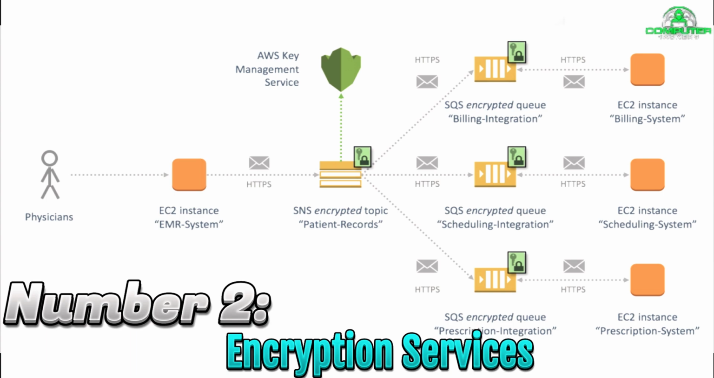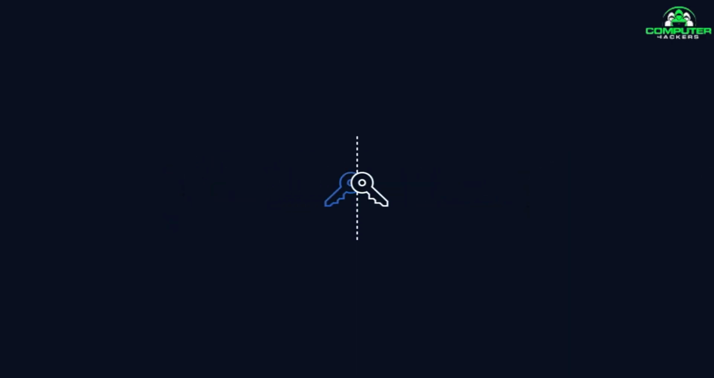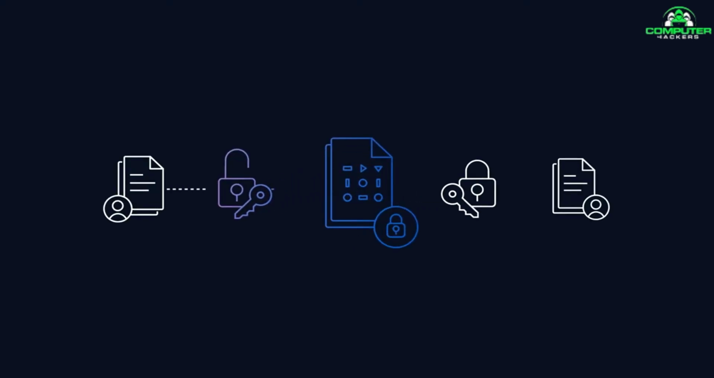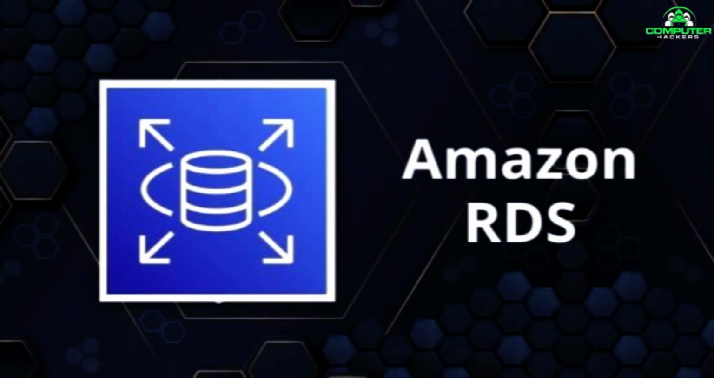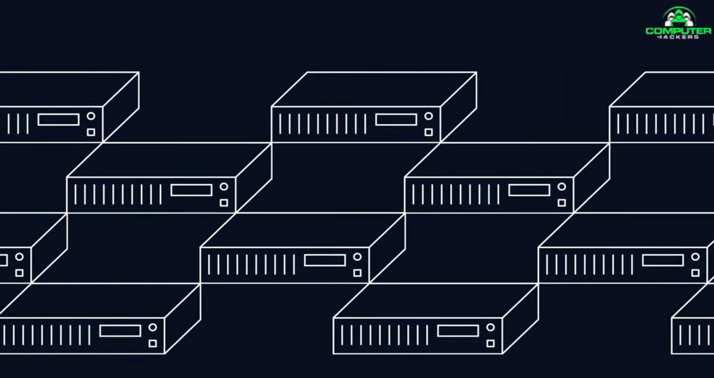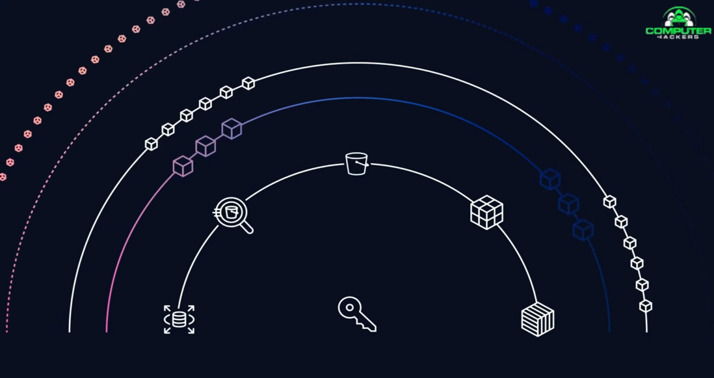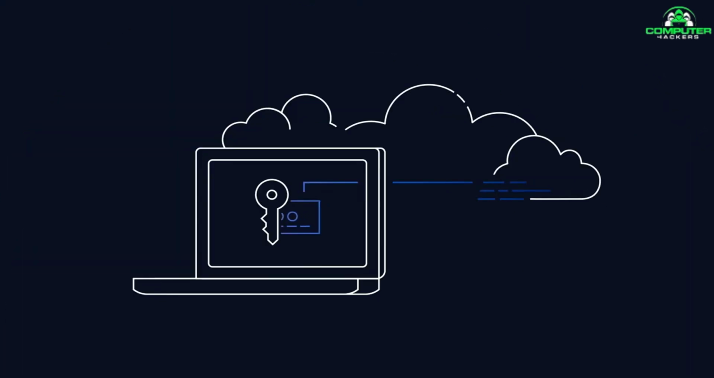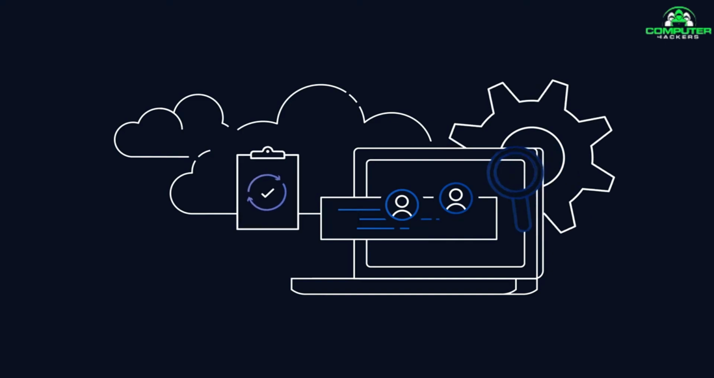Number 2, Encryption Services. AWS offers encryption for data at rest and in transit. It provides built-in encryption for several services like Amazon S3, EBS, and RDS. With AWS Key Management Service (KMS), you can create and control the encryption keys used across all services. AWS also supports envelope encryption, where you use a master key to encrypt data encryption keys, further securing sensitive information.